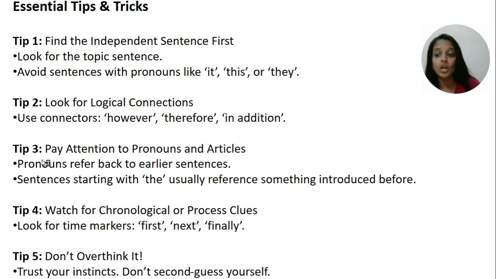And tip 4 is watch for chronological or process clues. Some paragraphs describe a sequence of events or a process. Look for time markers like first, next, after that, finally. These are gold when figuring out the correct order.